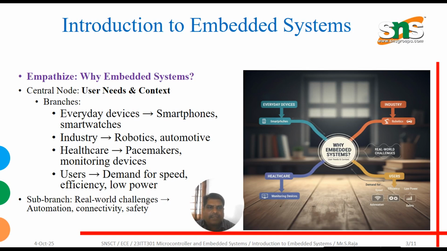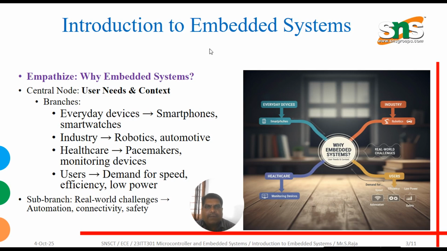Next is the user. The user may be demanding speed, efficiency, and low power in any case. That is where the real challenges come. We need to provide automation and good connectivity between software and hardware. Then for safety, we need a high-end system. For example, a normal car versus a car with an automatic braking system, a normal car versus the advanced versions. All these comparisons come together to show the need for embedded systems.